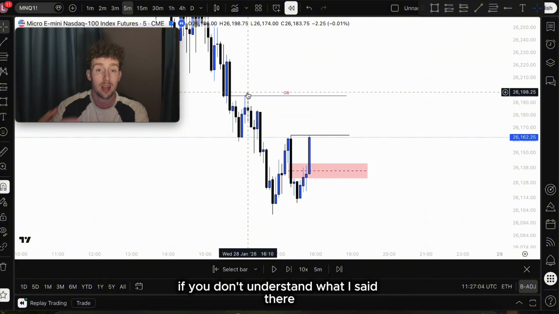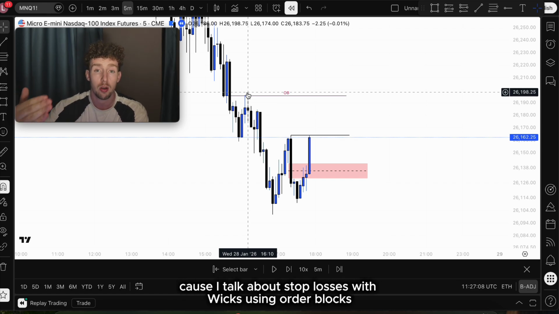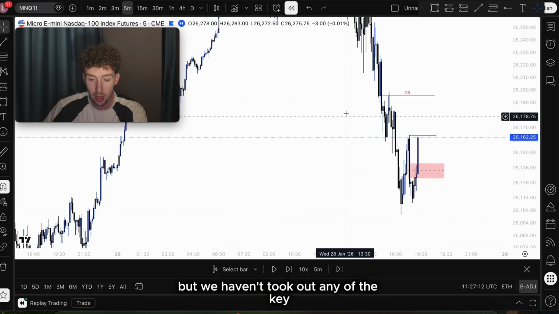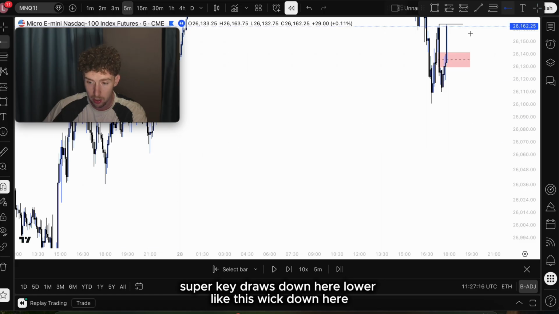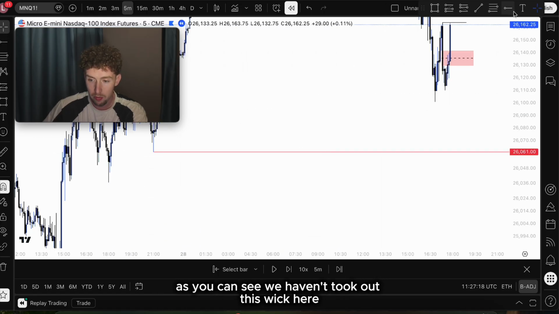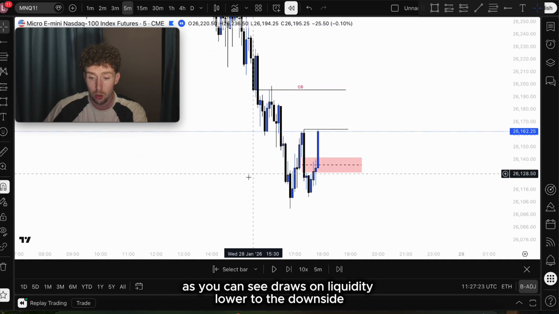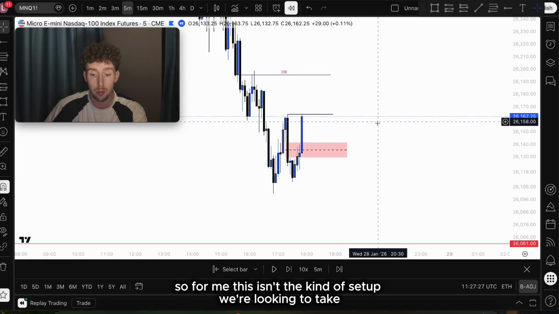If you don't understand what I said there, make sure you go watch the order block video again, because I talk about stop losses with wicks using order blocks. But we haven't taken out any of the super key draws lower, like this wick down here. As you can see, we haven't taken out this wick here. Those are draws on equity lower to the downside. So for me, this isn't the kind of setup we're looking to take.